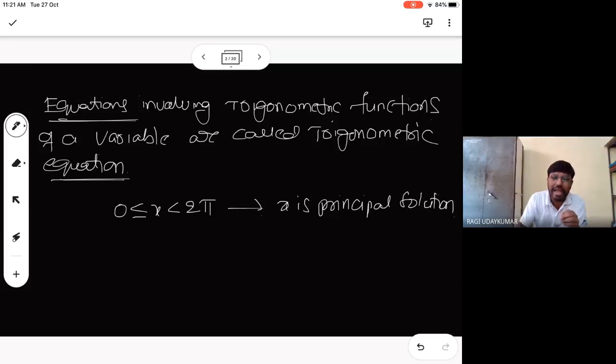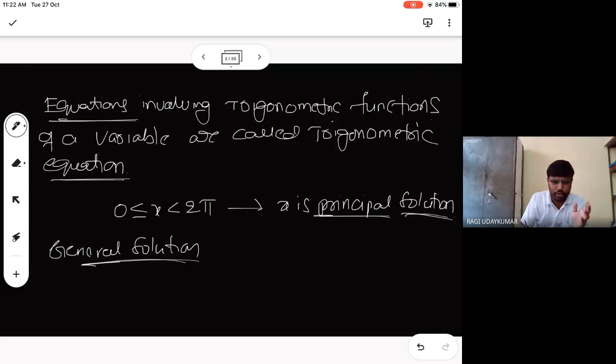Yes, sir. And the general solution. So there will be two types of solution. The general solution is nothing but, in a simple way, there will be n number of solutions. If I am asking sin x is equal to 0, what is the x value? Not only 0, you are not supposed to say only 0. It is 0, pi, 2 pi, 3 pi, 4 pi, 6 pi, 7 pi, 8 pi, all.